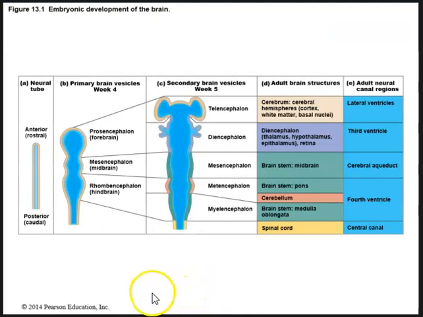So here we see the primary brain vesicles at week four. We have our three primary brain vesicles. We have the prosencephalon, an easy name for that is forebrain. We have the mesencephalon, easy name for that is midbrain, and the rhombencephalon, an easy name for that is the hindbrain. And by week five, we finally have our secondary brain vesicles. We know that the telencephalon is coming from the prosencephalon as well as the diencephalon.